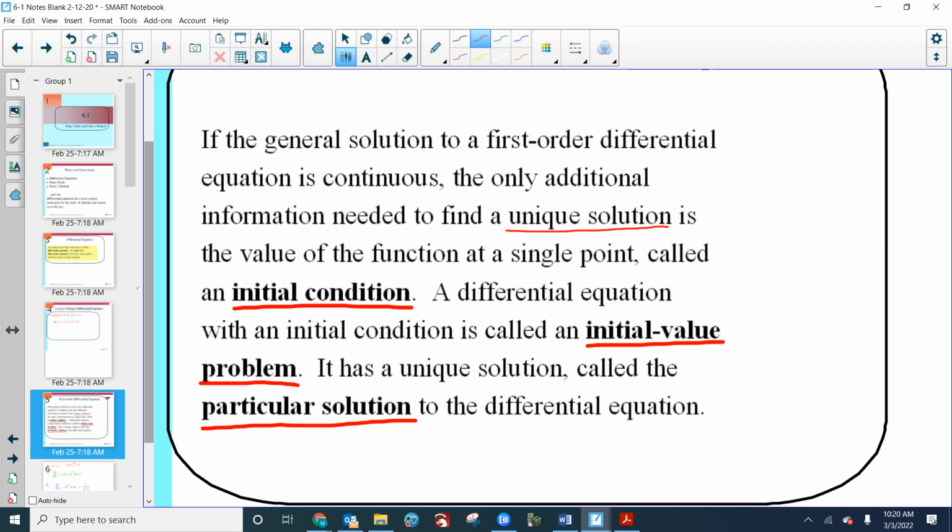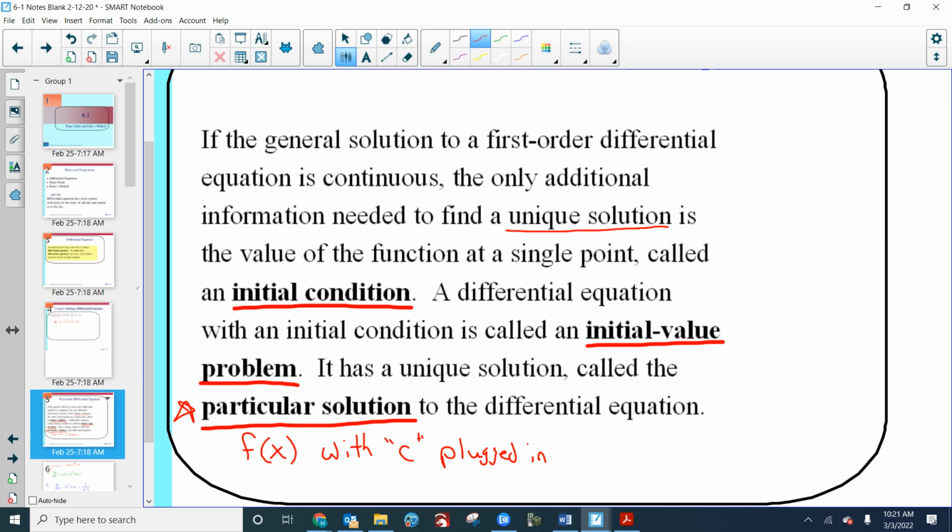A differential equation with an initial condition is called an initial value problem. So these are called initial value problems. We've already solved some of them, where we have found the antiderivative with the C in it, plugged in x and y, solved for C, plugged it back in, and got our particular solution. The particular solution is the f of x, I'll call it f of x, it could be whatever, with C plugged in.